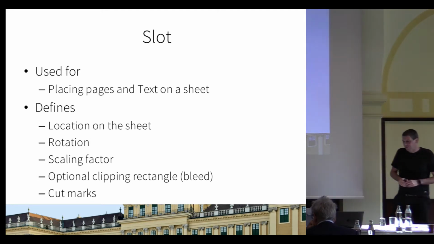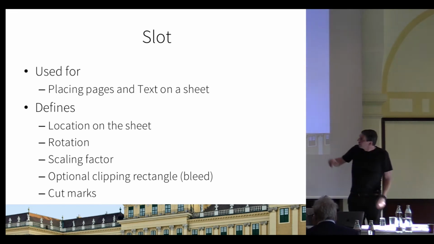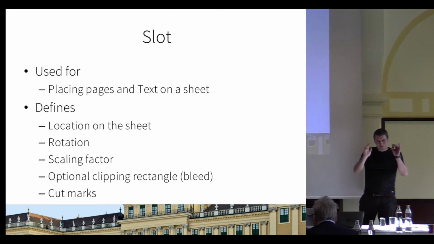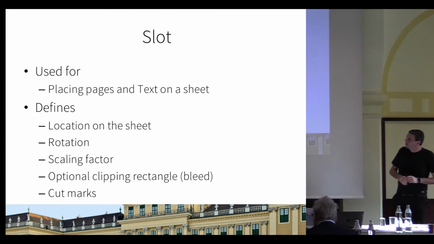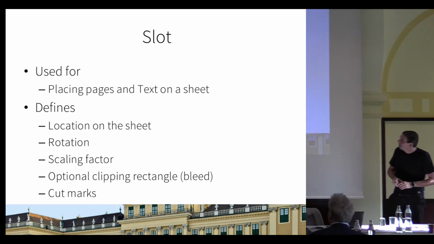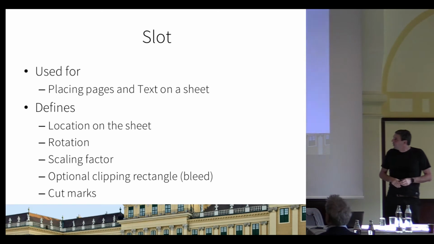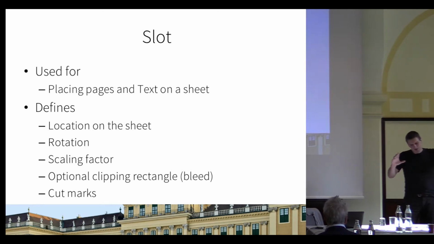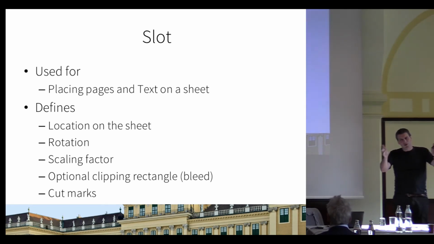So, what is a slot used for? As I already said, it defines the location of a placed page on the sheet, but it also defines some more aspects of the placed page. We can rotate the placed pages, for example, in 90-degree steps before placing. We can also define a scaling factor for the placed page, and we can define a clipping area around the slot where the placed page is clipped afterwards. So we can place the trim box of the document or page that we want to impose onto the slot, and the area outside of the trim box will end up on the sheet as well, but we can clip it away.